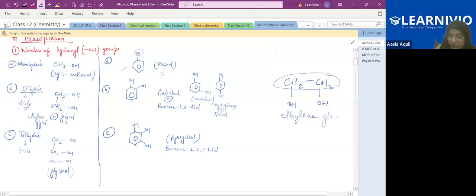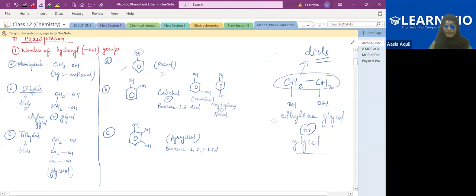What is the common name of this? Ethylene glycol, or simply we call it glycol. CH2, CH2 is your ethene part, and two OH groups, so it is a dihydric alcohol. It is also known as diols, and the common name of this structure is ethylene glycol, simply glycol. Clear? Yes.